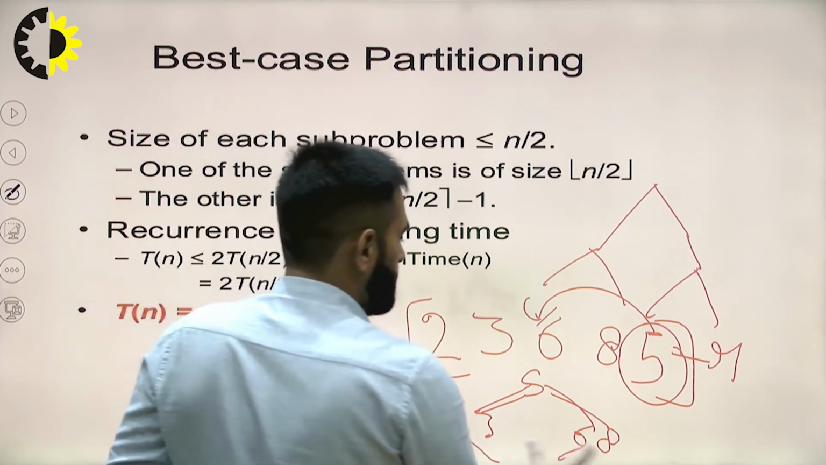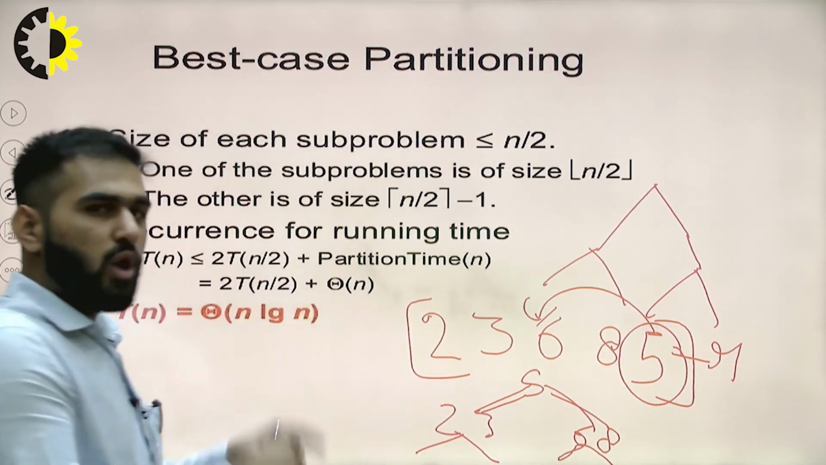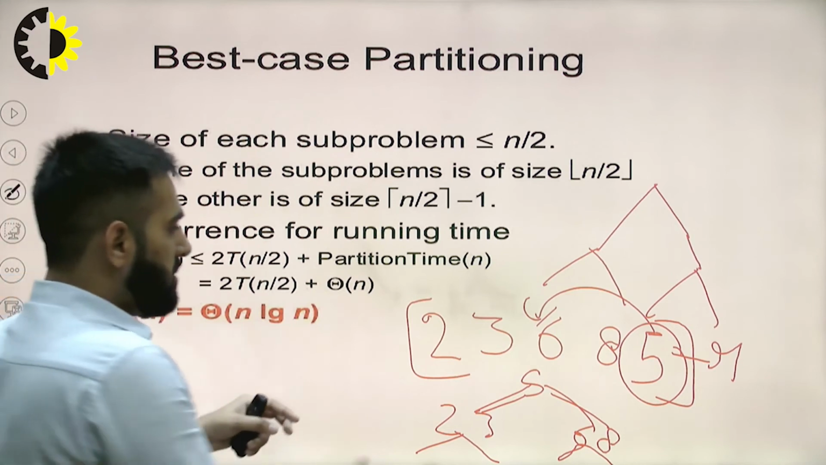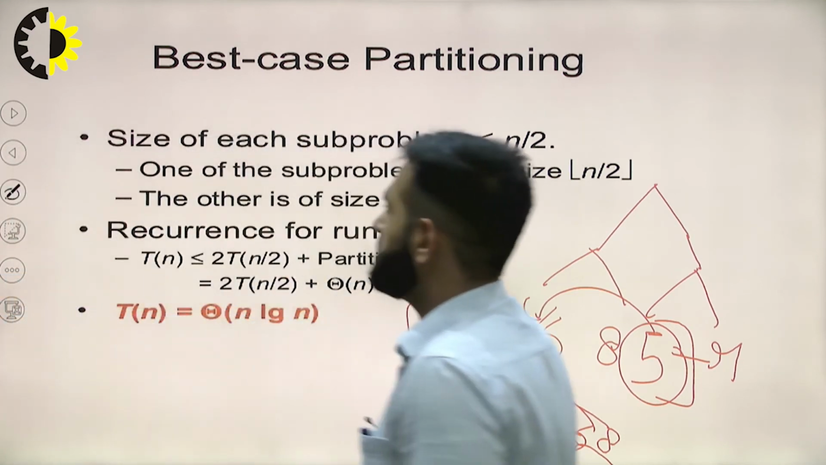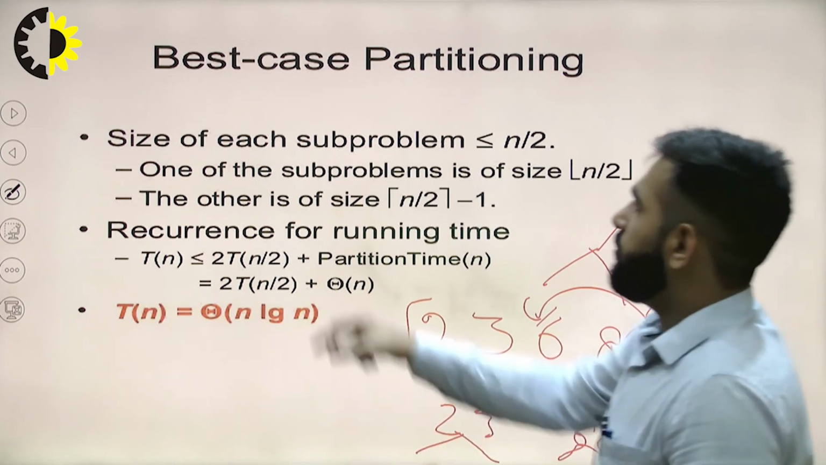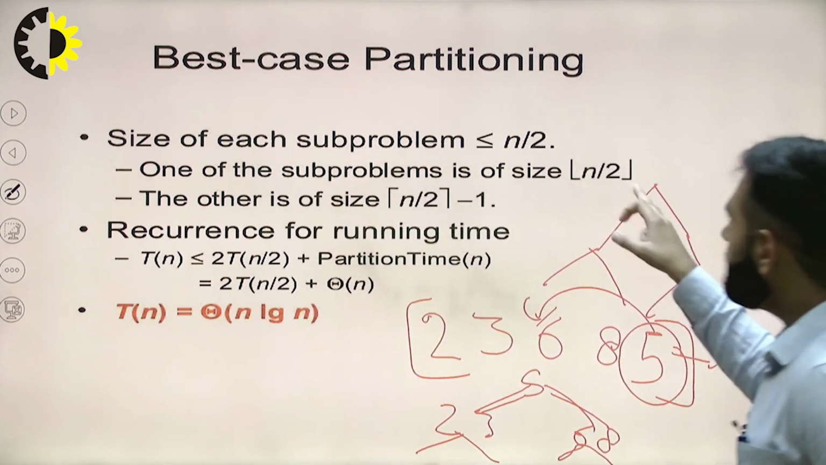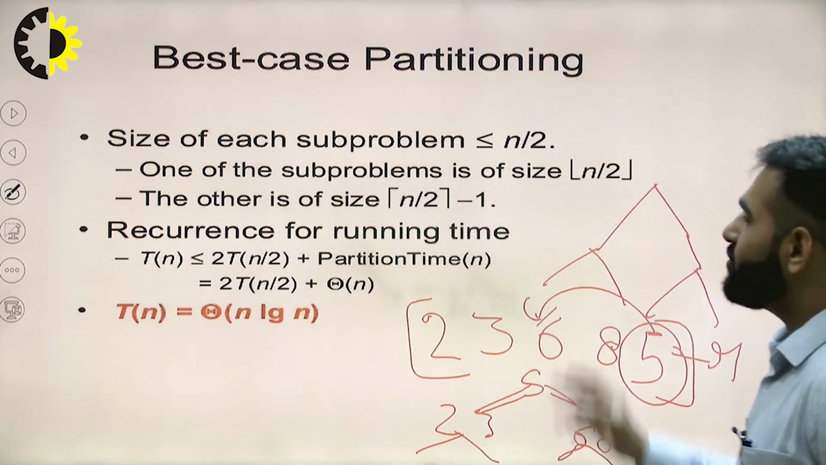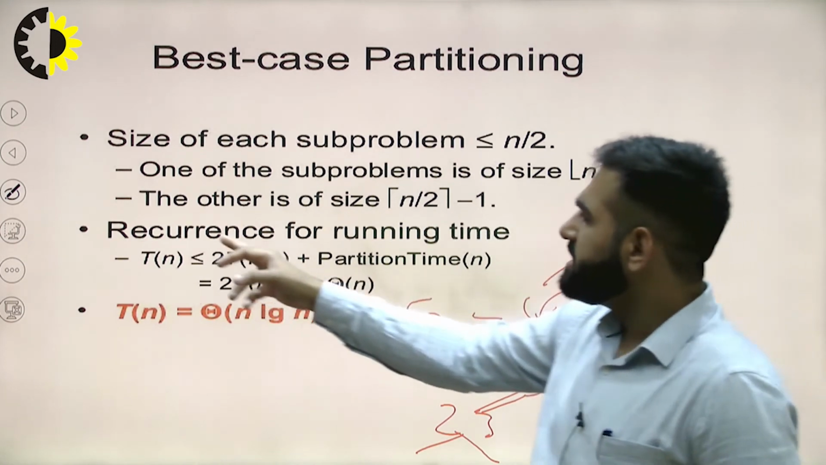Next, equal again. So we are dividing the problem into two equal parts. We got a balanced tree. So this is the case. The size of each subproblem is less than or equal to n by 2. One of the subproblems is of size n by 2, the other of size n by 2 minus 1, close to this. The recurrence for the running time.